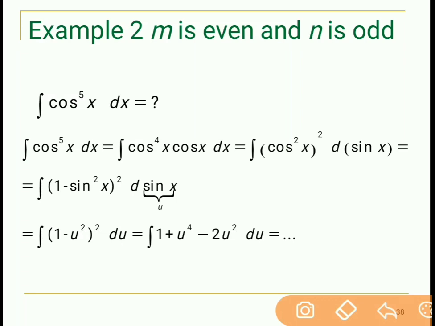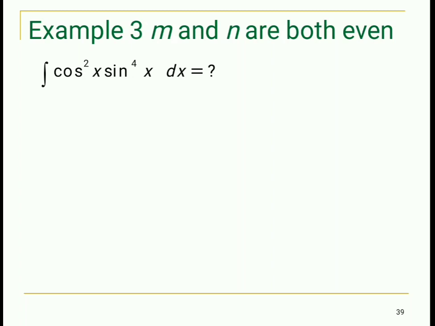Expanding 1 minus u square the whole square, you will get 1 plus u raised to 4 minus 2u square into du. Now this is very simple to solve. If you solve this integration, replace u with sin x. Next, in this case, integral of cos square x into sin x raised to 4 into dx.